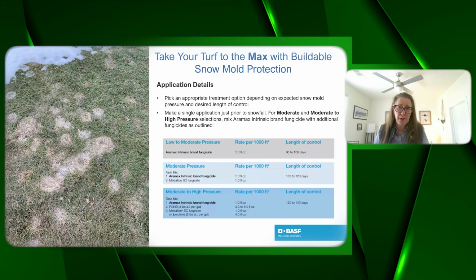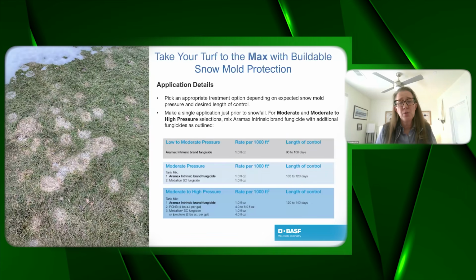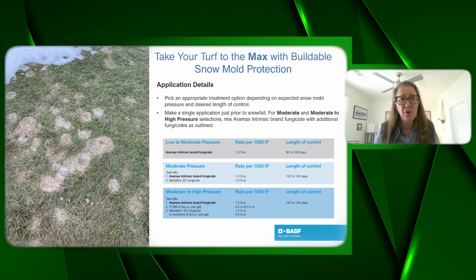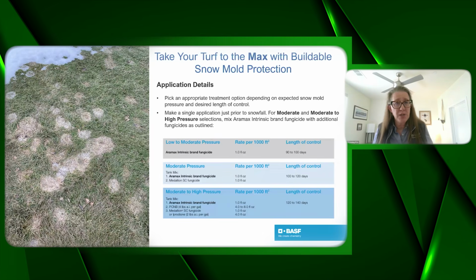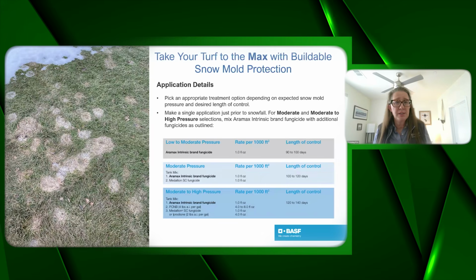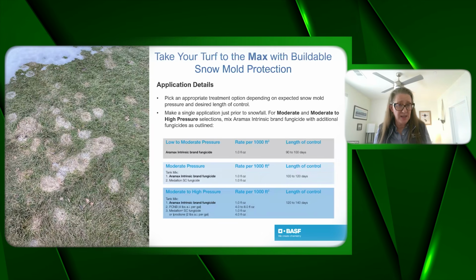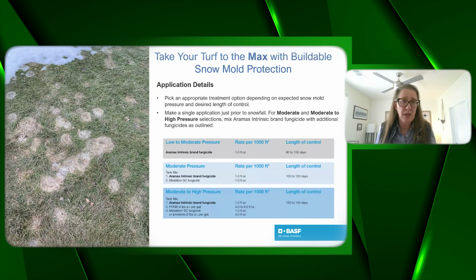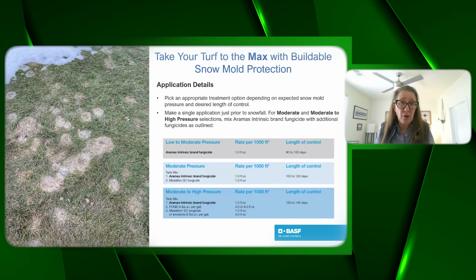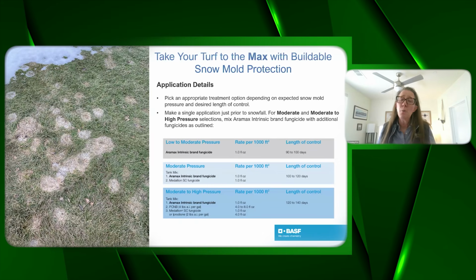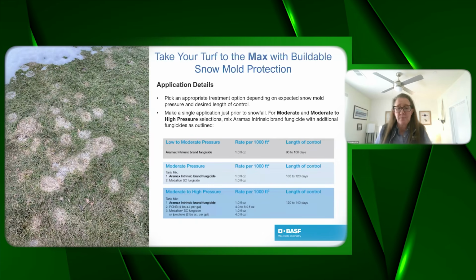Not much snow mold breakthrough, actually. If you decide, I'm going to wing it this year, I'm not doing it, and you go through the winter with no protection and you come back out into the melt and you start to see this is happening, just make an application. You can do it with Aramax and liquid. You can do it if it's a teeny area or you're a very small course with Pillar in the granule.